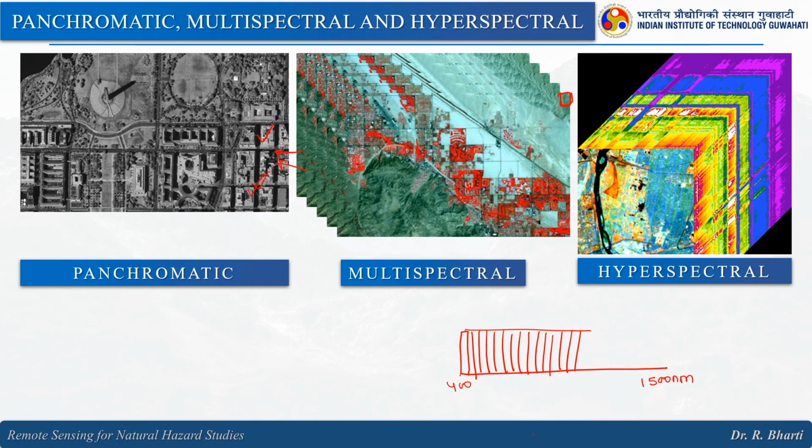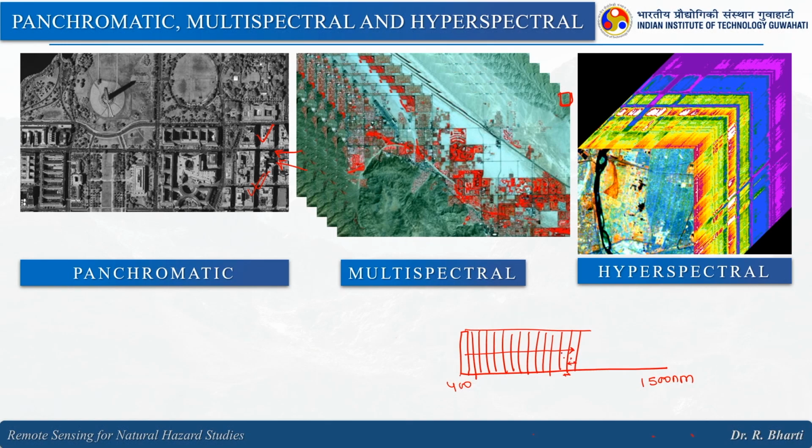So, the number of bands will be more than 10, right, and these are not just continuous, they are contiguous. Contiguous means there is no gap between the first and second band in the wavelength, right. So, this is called contiguous in nature, and it will have very narrow bandwidth.